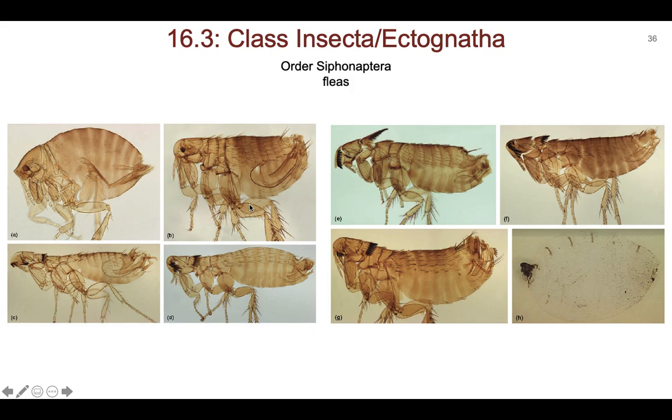You know I can't pronounce stuff. This is the one that caused the plague. It would spread Yersinia pestis from rats to humans by biting them. Bad guy. Another one that's in here, this is a bat flea. This is just an example of the different types of diversity you can have in fleas.